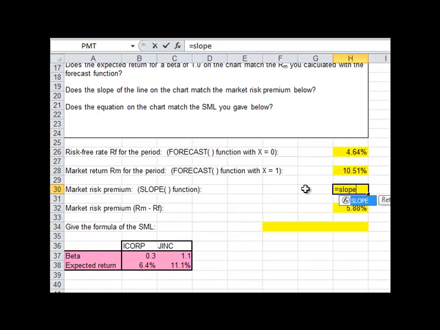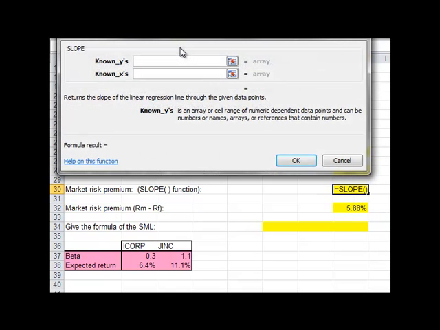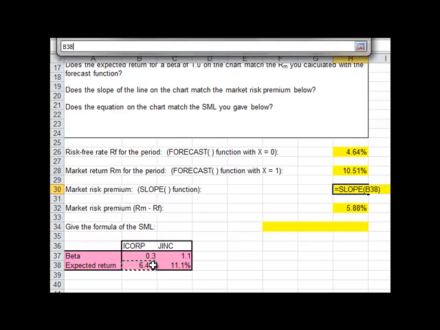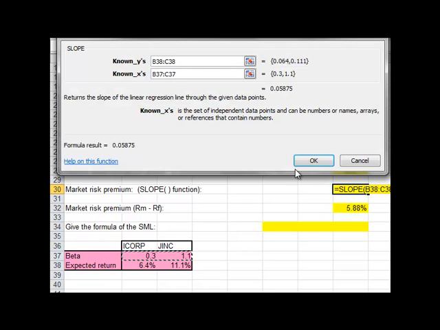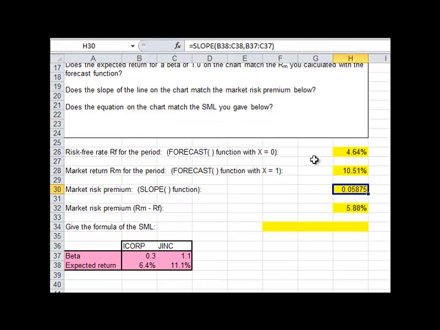Now let me get that same value using the SLOPE function. Equals SLOPE, open parentheses, click the FX. It asks for the known Y's and the known X's. We need to remember that the expected rates of return are on the Y-axis and the X's are the betas. Click OK, and I get the exact same value that I just got a few seconds ago.